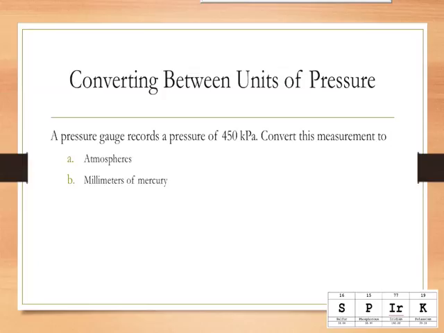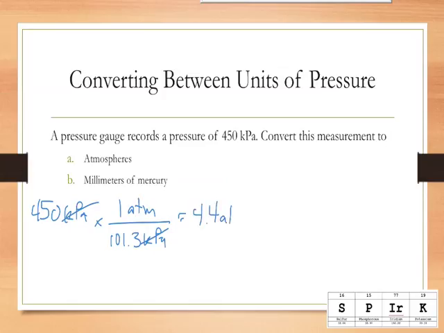So that's what we're going to do here. A pressure gauge records a pressure of 450 kilopascals. Convert this measurement, in the first one, to atmospheres. Like we always do, we start with what we know. We have 450 kilopascals, and we need to convert that to atmospheres. From the last slide, 1 atmosphere is equal to 101.3 kPa. The kPa's are going to cross out. We're left with atmospheres. We multiply that through, and we're going to get 4.4 atmospheres.